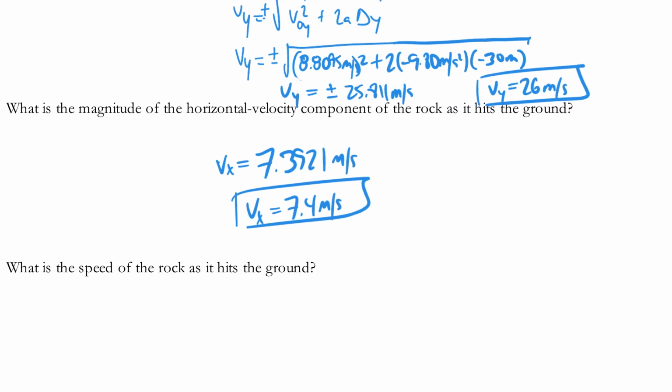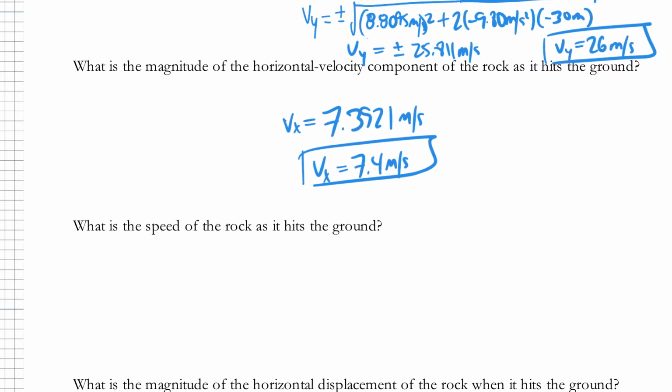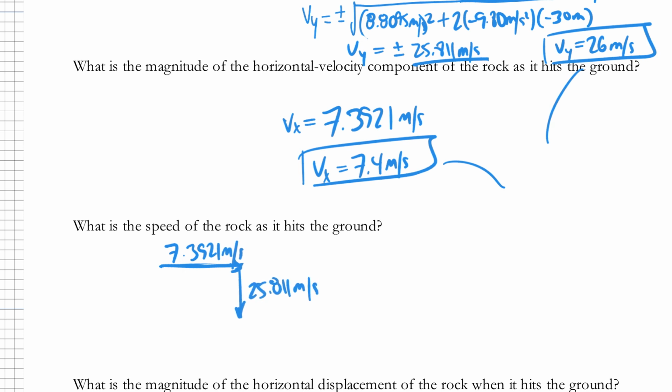What is the speed of the rock when it hits the ground? If we want the speed, we're basically going to make a triangle out of these two. I think I must have been being kind of nice here, because I did not ask for the direction as well. Remember we're going to use as many sig figs as possible. So my x direction is 7.3921 meters per second, and my y direction is negative 25.811 meters per second.